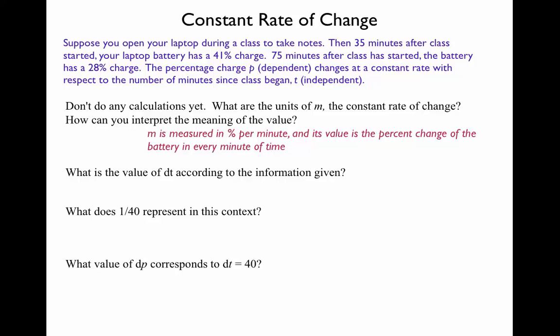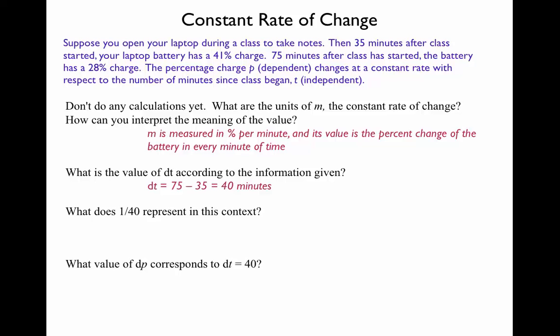Okay? Here's my shallow version. All right. The better version is given any change in time, the change in percentage is M times that change in time. Okay. What is the value of dt according to the information given? 40 minutes. I told you it went from 35 minutes after class started to 75 minutes after class started. So that's a change of 40 minutes. dt is 40 minutes.